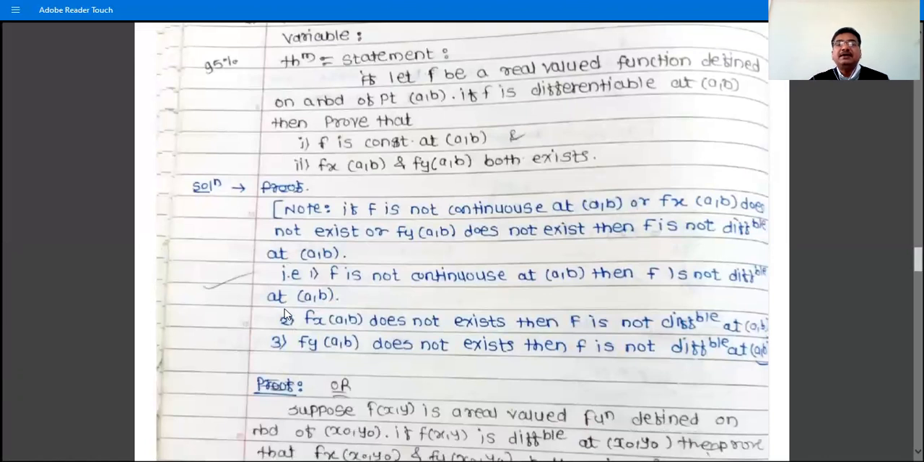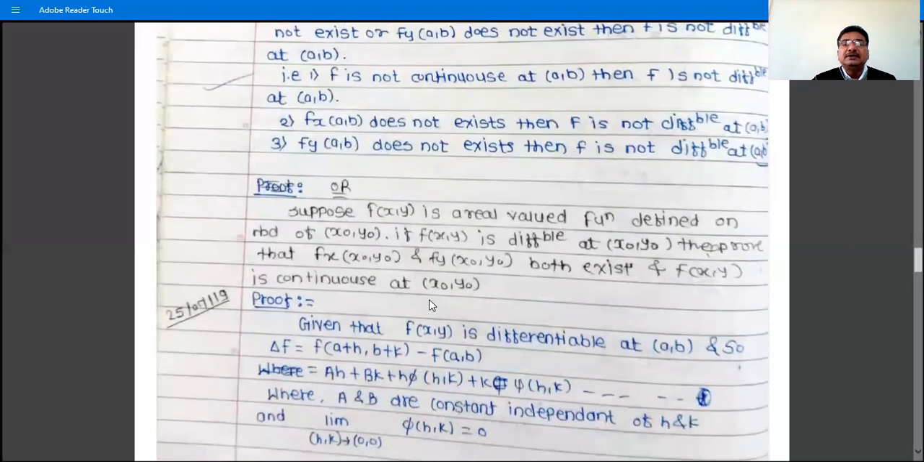So we know that P implies Q is logically equivalent to not Q implies not P. So if the function is differentiable, then the function is continuous. The equivalent statement of this statement is: if the function is not continuous, then the function is not differentiable. Okay. So, proof of the theorem.